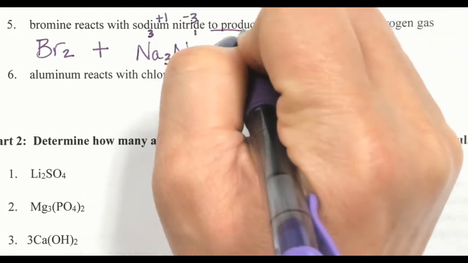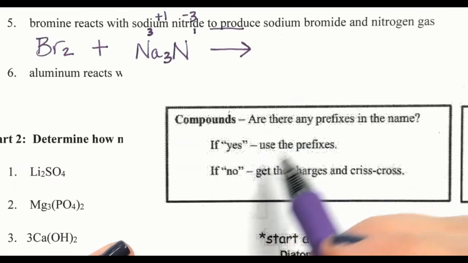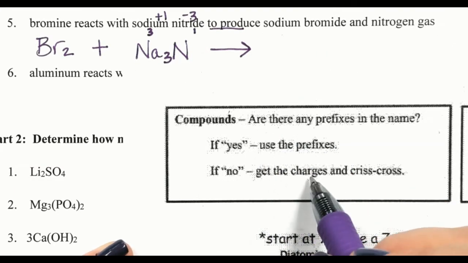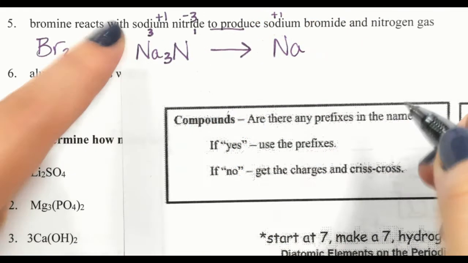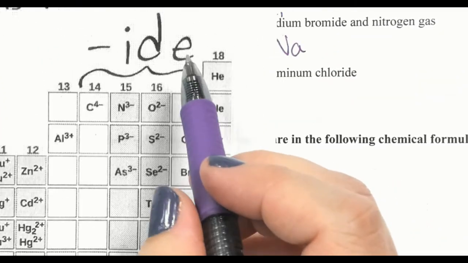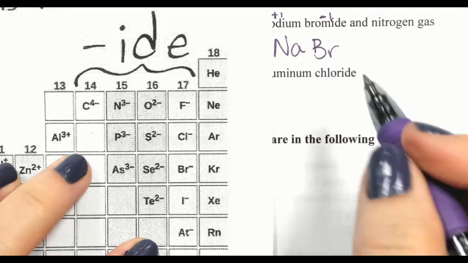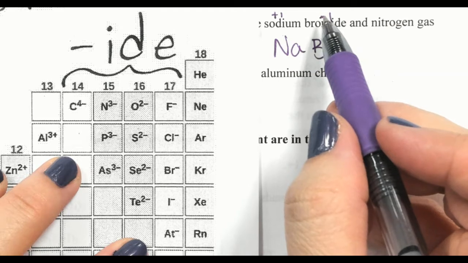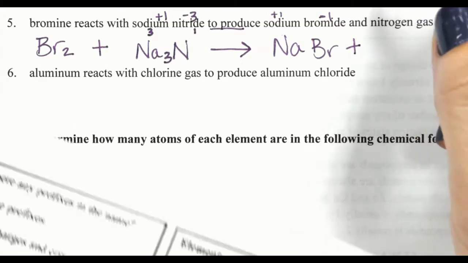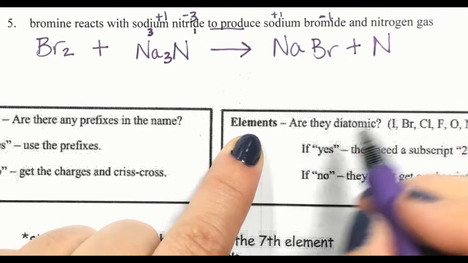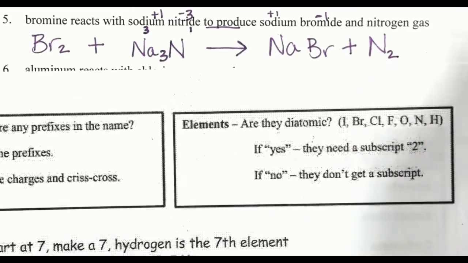To produce means you're going to draw your arrow, and then sodium bromide is a compound, and it does not have any prefixes. So since there's no prefixes, we're going to get the charges and crisscross. If you recall over here, sodium had a +1 charge and is Na. Bromide, we'll go look in the ide section on the periodic table, and there's bromide Br with a -1 charge. So I'll write the Br, and up here I'll write the -1. +1, -1 cancel, so I don't need to do anything. The subscripts are done. The and means put a plus, and then nitrogen is an element, and it is one of the diatomics, so yes, it is, and it needs a subscript of 2. So we'll put a little 2 here.